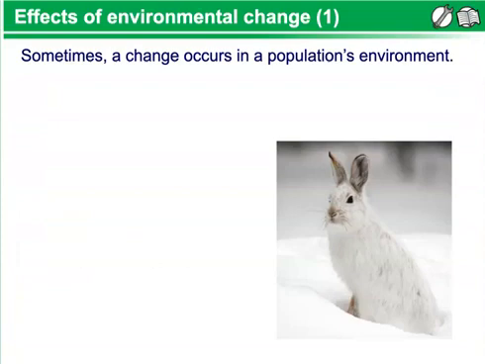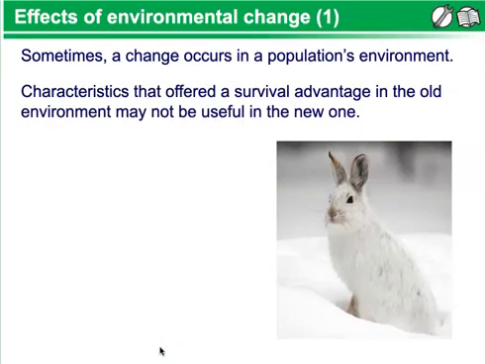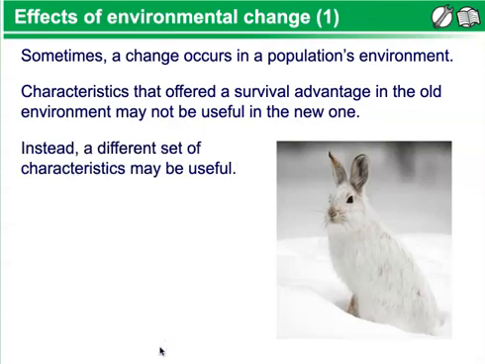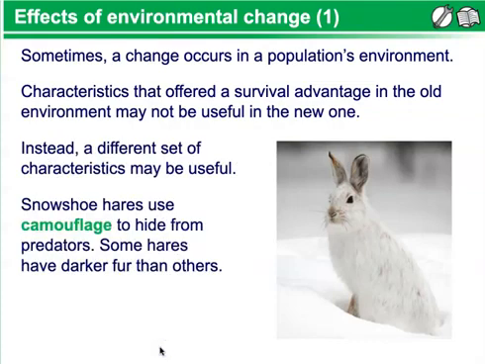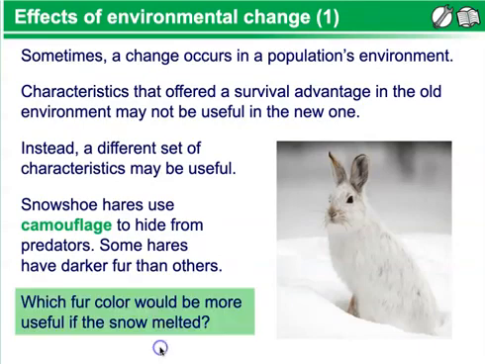Effects of environmental change. Sometimes a change occurs in a population's environment. Characteristics that offered a survival advantage in the old environment may not be as useful anymore in the new environment. Instead, a different set of characteristics may be useful. Snowshoe hares use camouflage to hide from predators. Some hares have darker fur than others. Which fur color would be more useful if the snow melted?